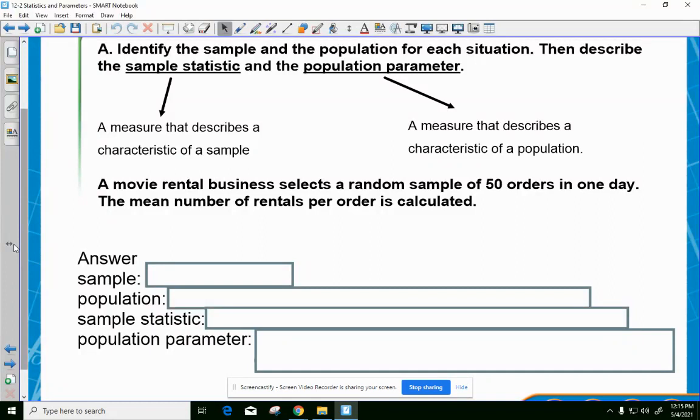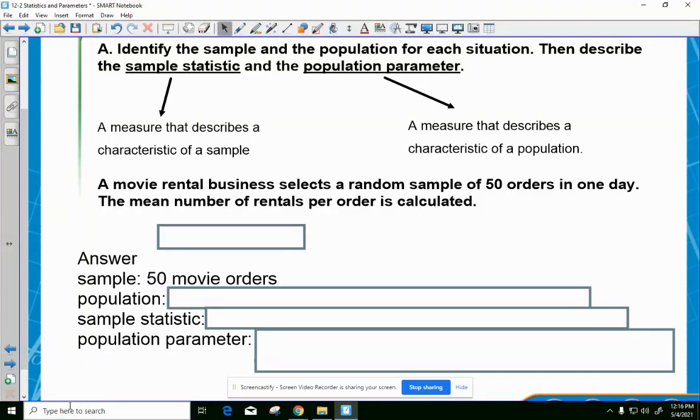A movie rental business selects a random sample of 50 orders in one day. The mean number of rentals per order has been calculated. So the first question would be, what's the sample? The sample is the 50 orders. Those 50 orders that took place, that's our sample.